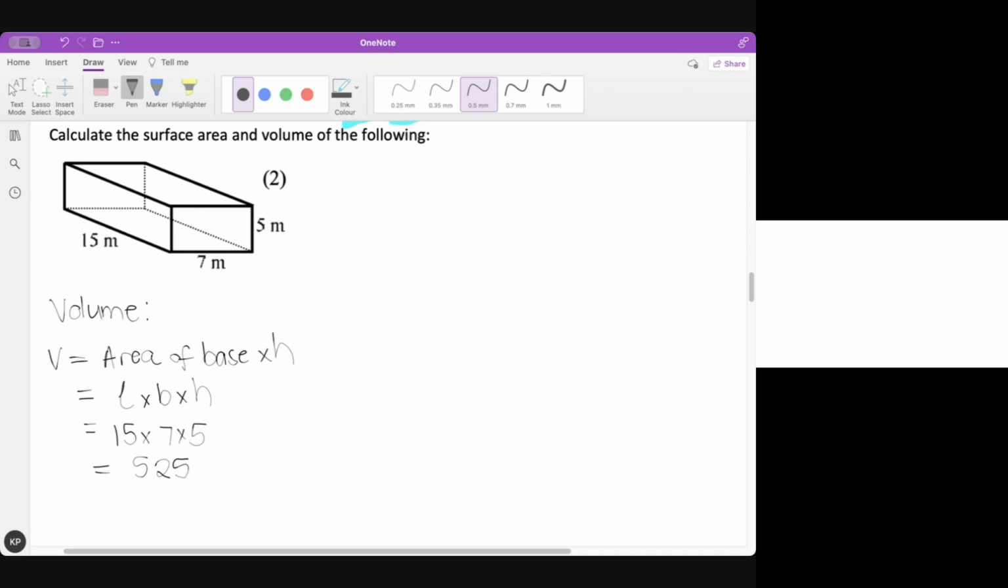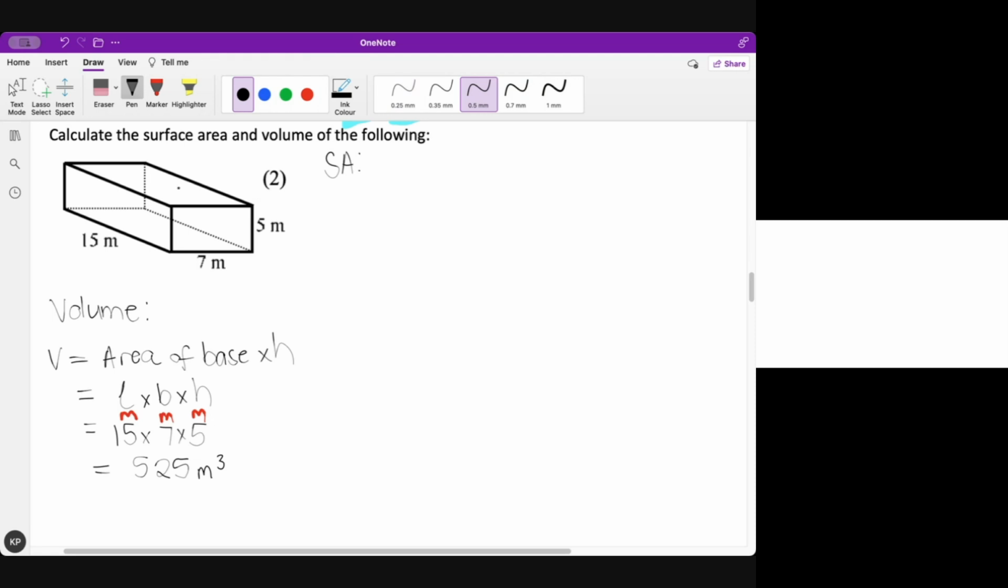My unit for volume, it is not meters squared, it is meters cubed. And again, let's look at the logic here. How many dimensions are we multiplying? This is meters times another meters times another meters. Okay. Now let's move on to surface area.